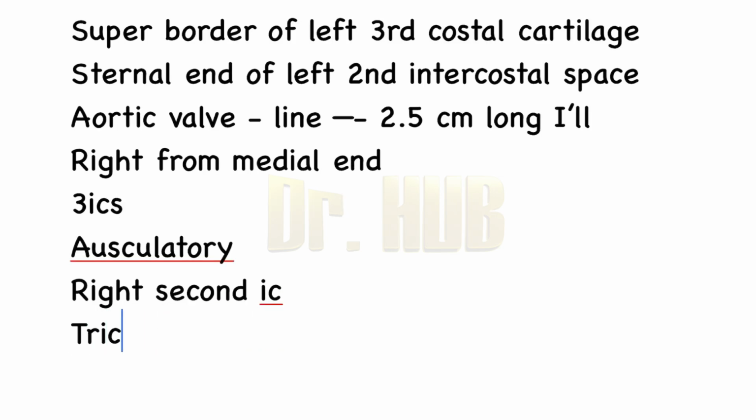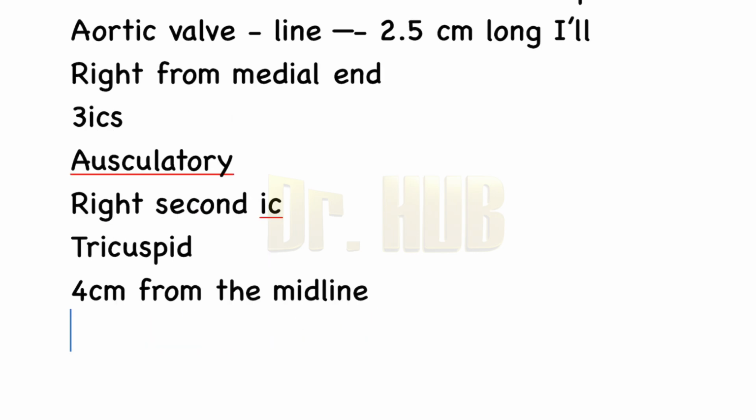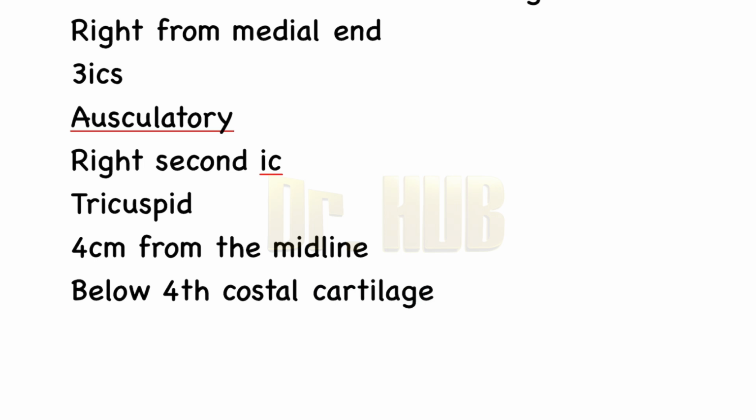And moving on to the tricuspid. The tricuspid lies approximately 4 centimeters long near the midline, just below the level of the right fourth costal cartilage. It is below the fourth costal cartilage, and it passes down to the right.